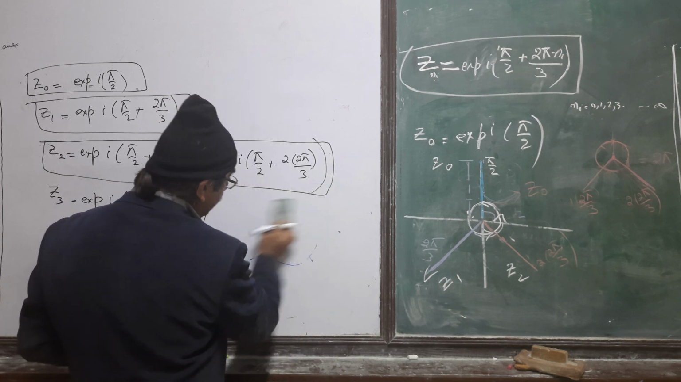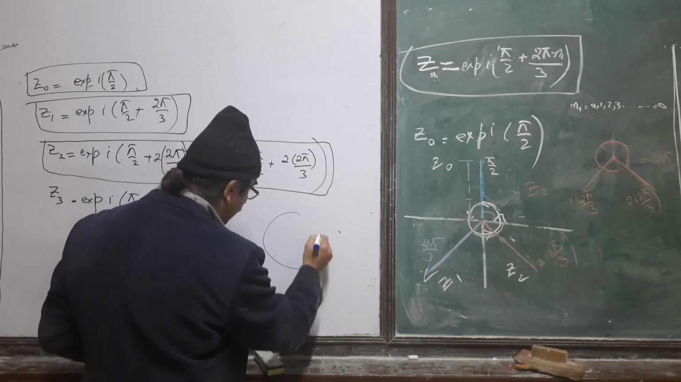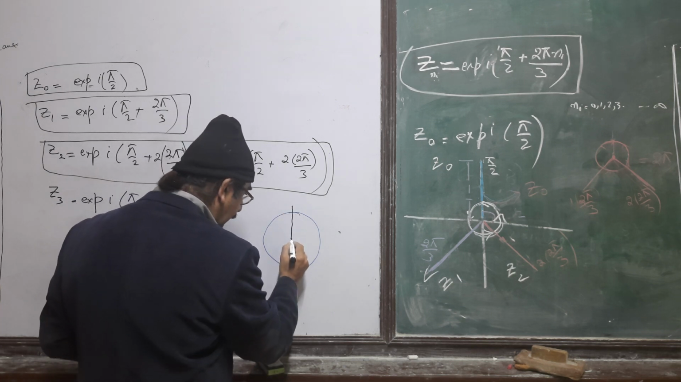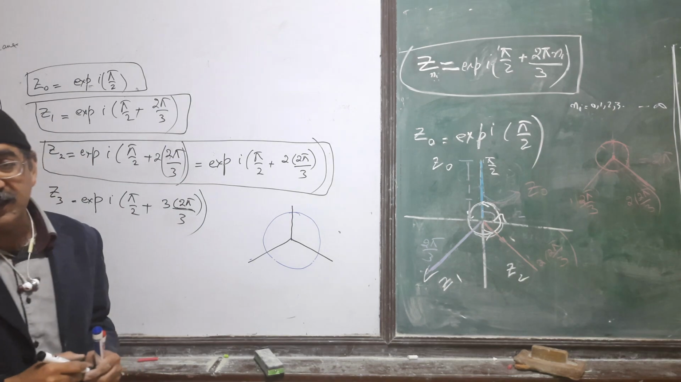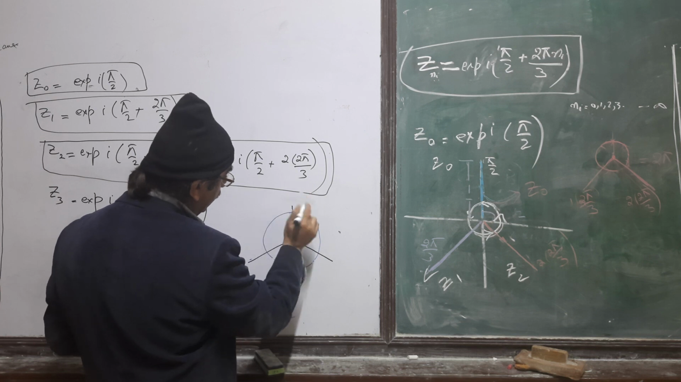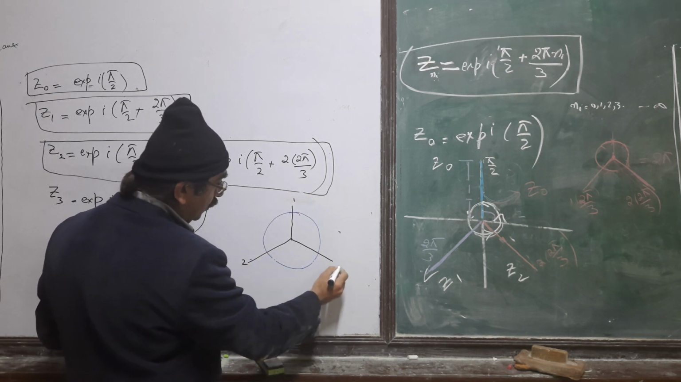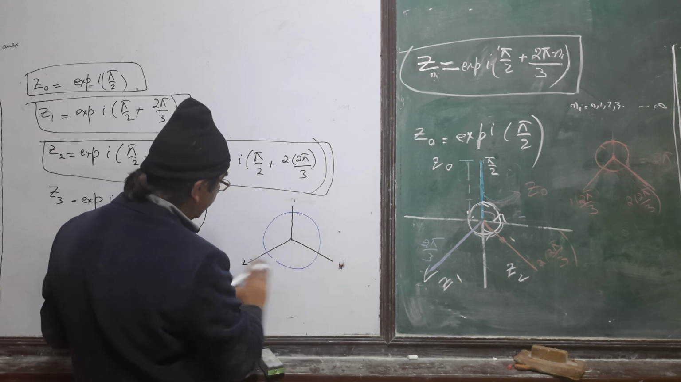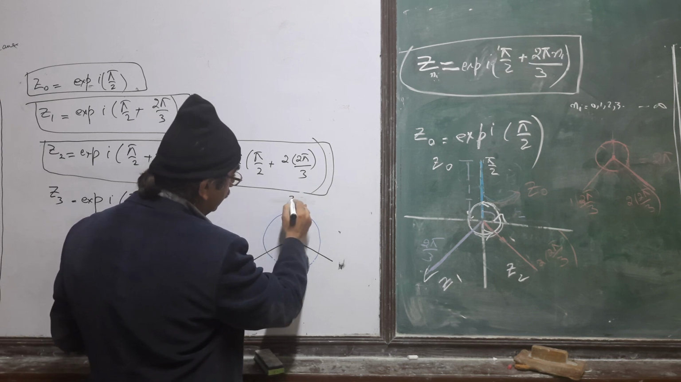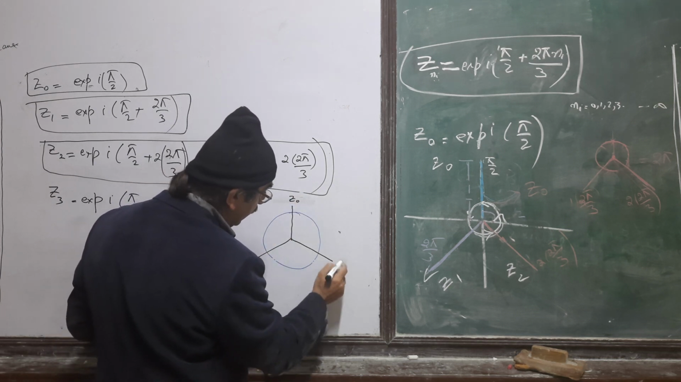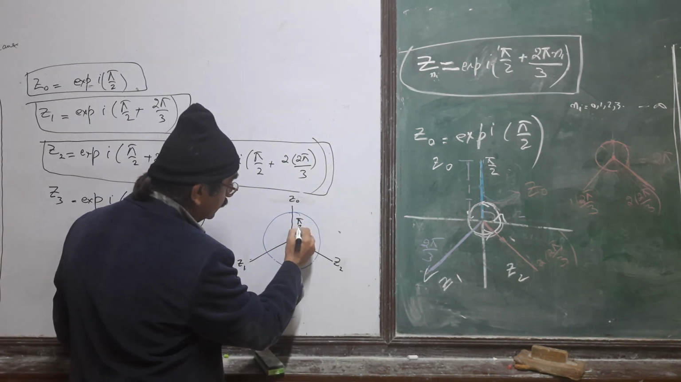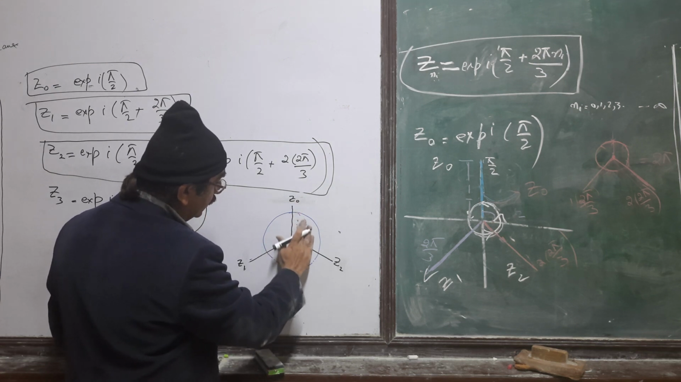Okay, one minute. This is the circle center. You have divided the circle into 3 parts. Okay, this 1, 2, and 3, or you may say z0, z1, and z2. Okay, pi by 2.